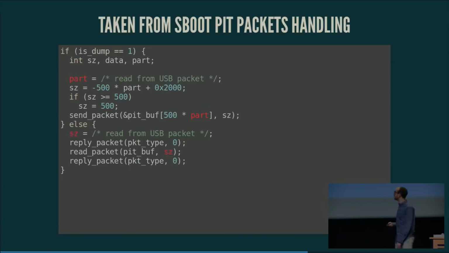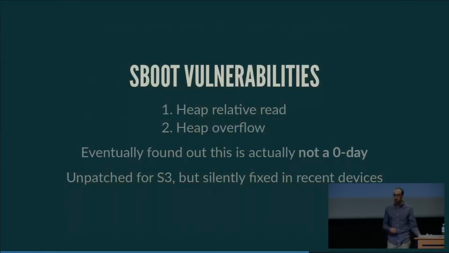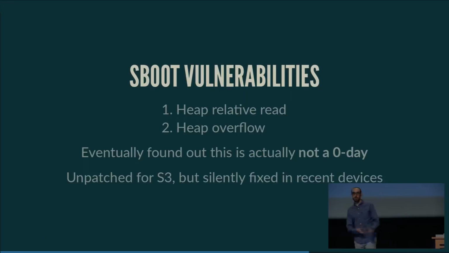The second case reads a size from the USB packet, and then it reads into this buffer, which is constantly allocated on the heap. It's of size 2000, but it doesn't do any boundary checks at all either. So this is a heap overflow vulnerability, right? Eventually I found out this is not actually a 0-day. If you take an S8 or S7, these two vulnerabilities are fixed. But for the S3, which is end of life, these vulnerabilities are still there. So if you have an S3, you can use it.